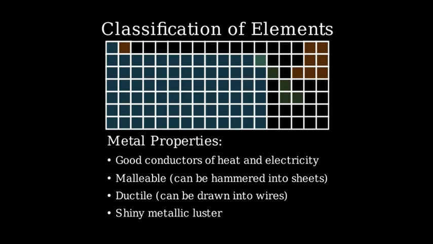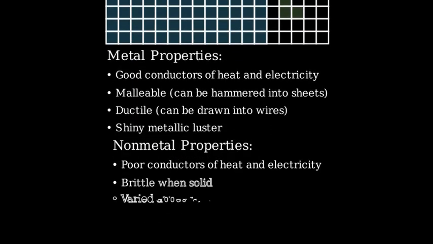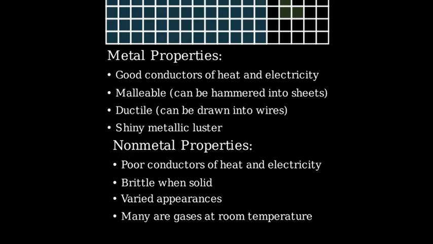Now, let's look at nonmetals. Nonmetals are typically poor conductors of heat and electricity. They're often brittle in their solid form, and they can have varied appearances. Many nonmetals are gases at room temperature, like oxygen and nitrogen.